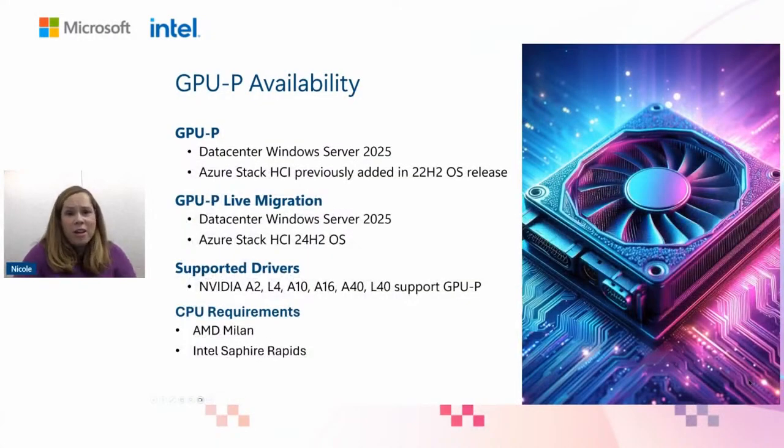All this is great, but where and when will these features be available? GPU-P is already enabled in the Azure Stack HCI 22H2 OS release. GPU-P will now be coming to the Windows Server 2025 OS release later this year, and live migration for GPU-P will be available with both the Windows Server 2025 and Azure Stack HCI 24H2 OS releases.